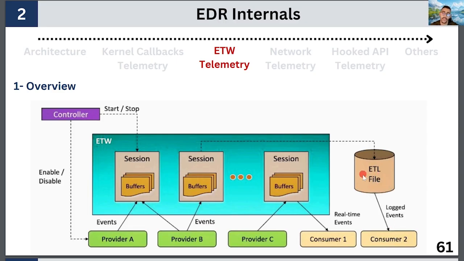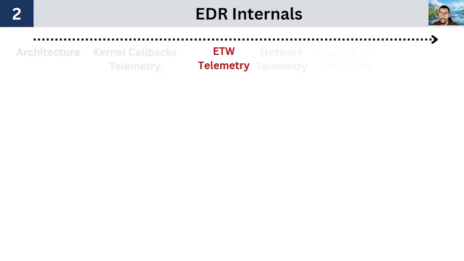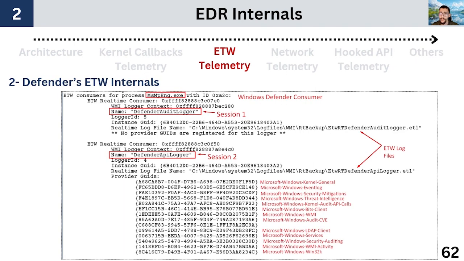Now, this screenshot provides insight into Windows Defender's ETW, Event Tracing for Windows, internals. Specifically, how MsMpEng, Windows Defender's core process, consumes ETW events. The WinDbg output shows that MsMpEng.exe acts as an ETW consumer, collecting telemetry from various sources. Two ETW logger sessions are highlighted: Defender Audit Logger Session 1 and Defender API Logger Session 2.